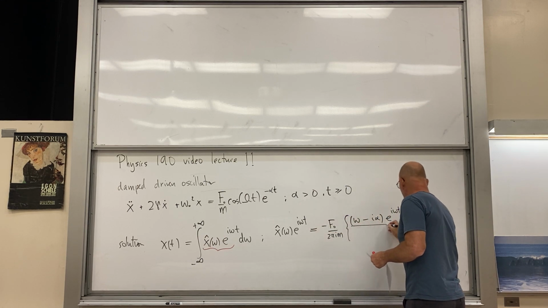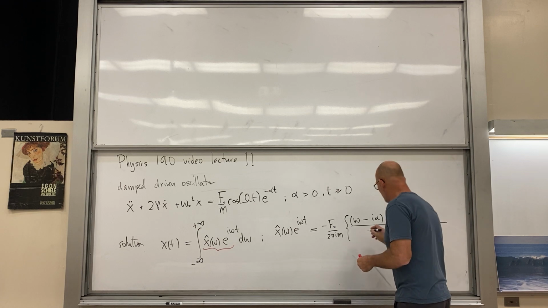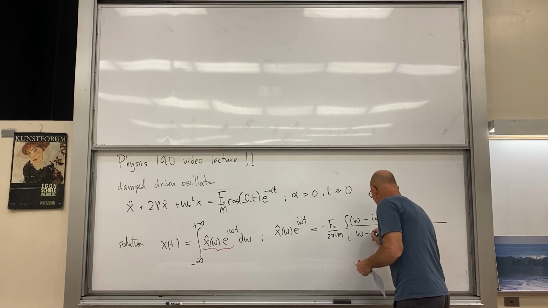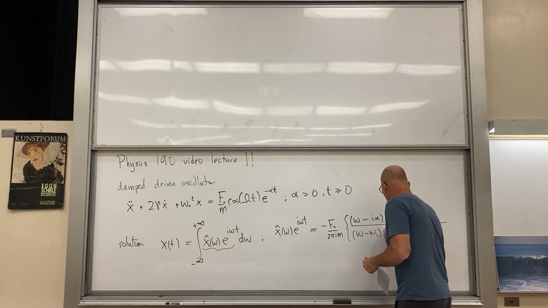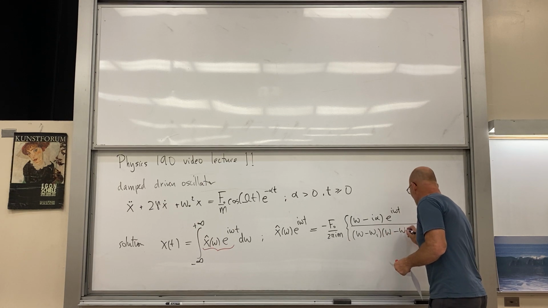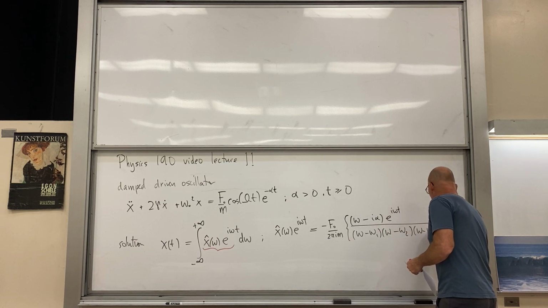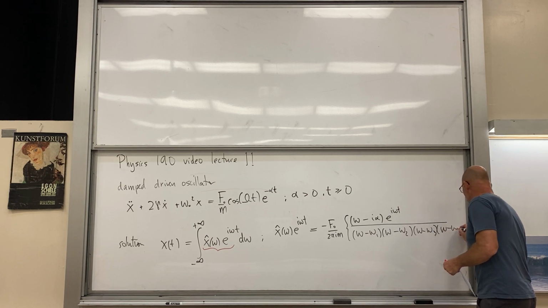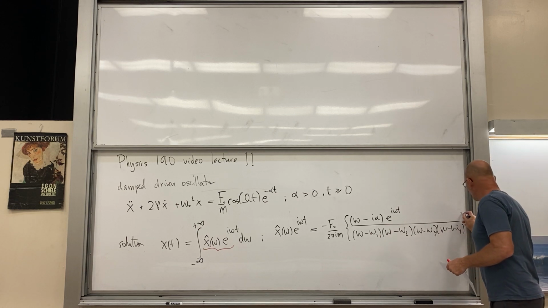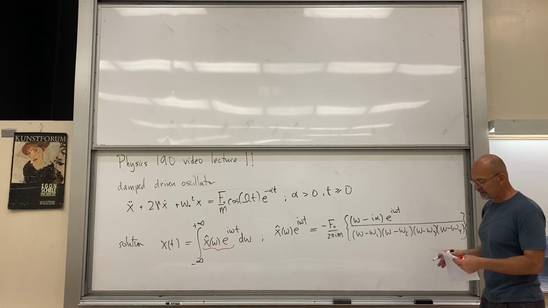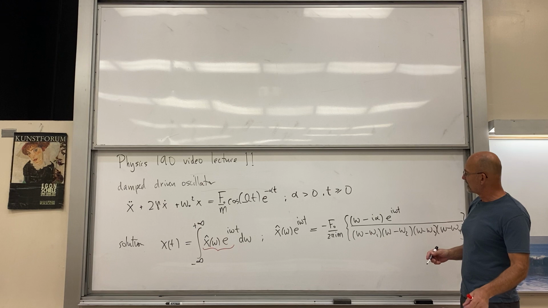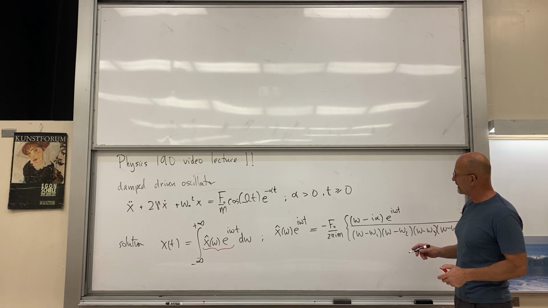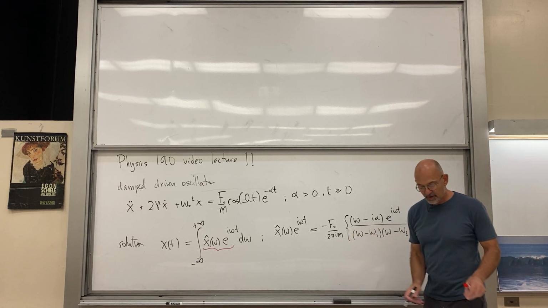And in the denominator, I have these 4 poles. I'm going to write omega minus omega 1, omega minus omega 2, omega minus omega 3, and omega minus omega 4. So we have 4 simple poles, first order poles. This shouldn't be bad.